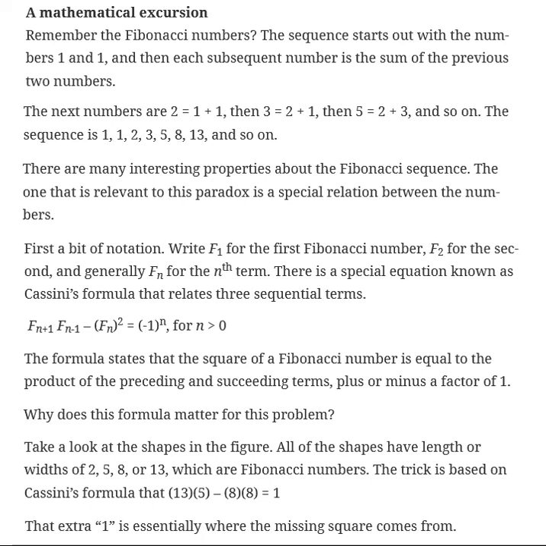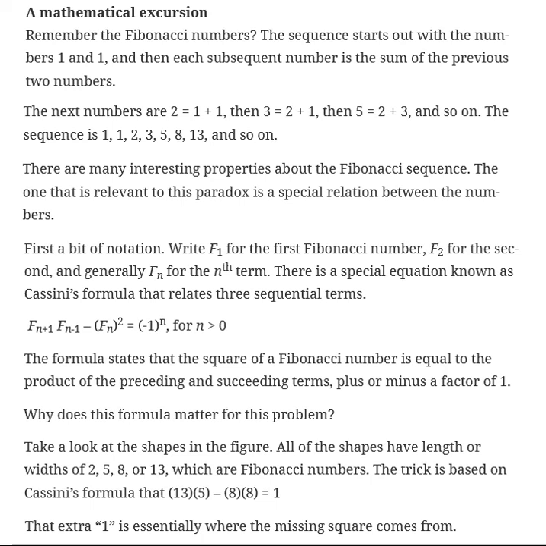There are many interesting properties about the Fibonacci sequence. The one that's relevant to this paradox is a special relationship between the numbers. First, a bit of notation. I'm not even going to go into the number and letter thing. I didn't do very well in algebra, so I'm just going to skip all that part. It's just that one paragraph if you want to read over it, and then that formula that's under it. The formula states that the square of a Fibonacci number is equal to the product of the preceding and succeeding terms plus or minus a factor of 1.